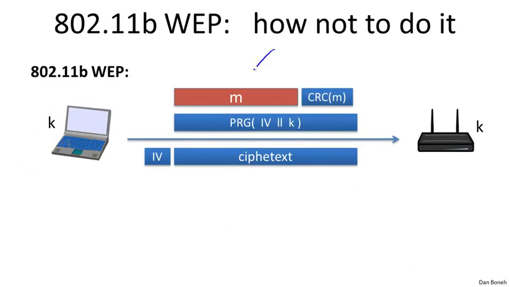Basically, there's a message that the laptop wants to send to the access point. The first thing that happens is that the laptop computes a cyclic redundancy checksum on the message and concatenates the CRC checksum to the message. Then the result is encrypted using a stream cipher, in particular RC4. If you recall, the key that's used is the concatenation of an initial value IV that changes per packet and the long-term key K, and then the IV along with the ciphertext are transmitted to the other side.